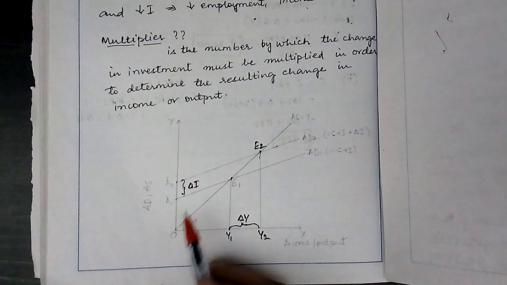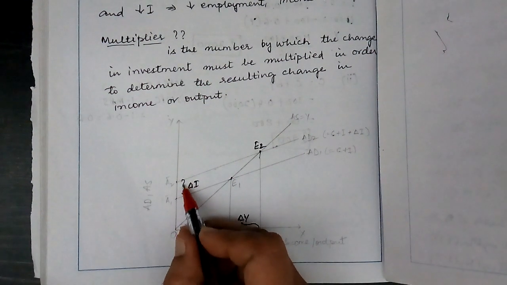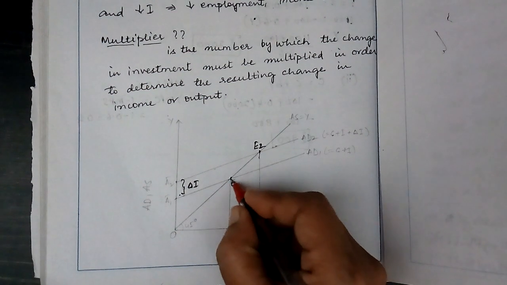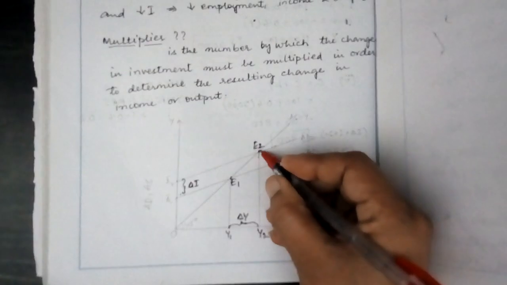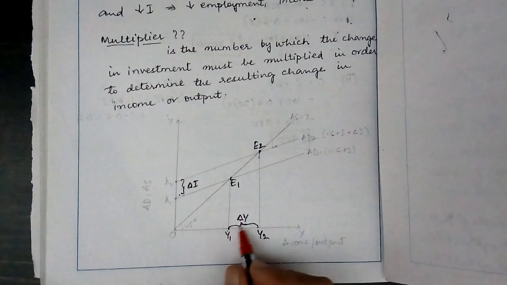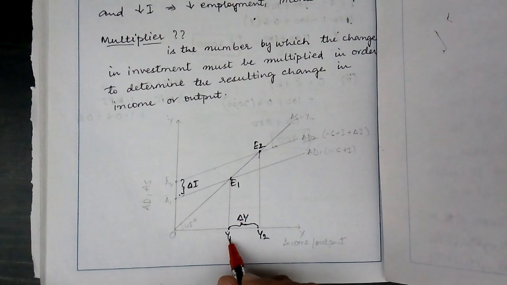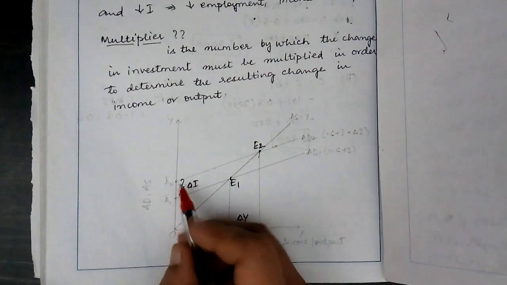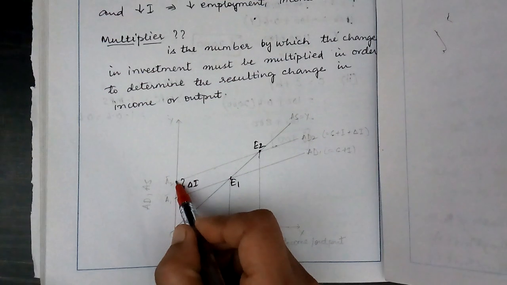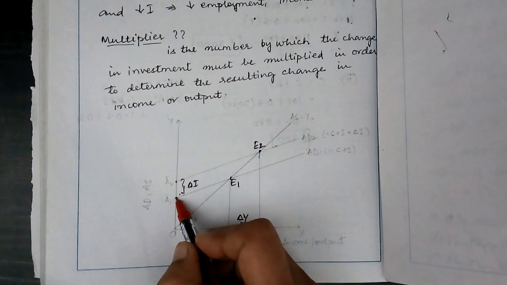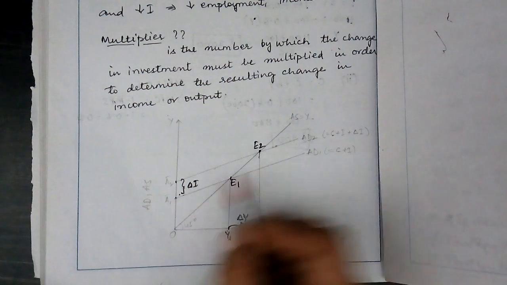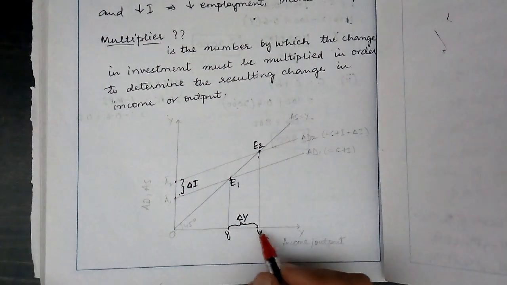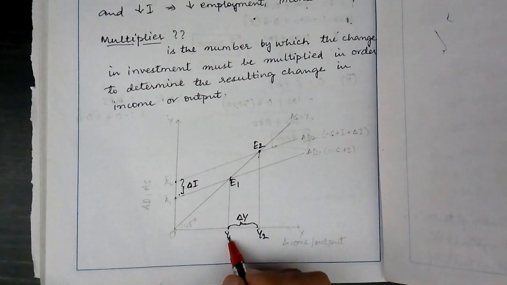Let's come back to the graph again. There is a change in investment which shifted the equilibrium from E1 to E2, and that is what shows a change in income from Y1 to Y2. Had the initial investment been here, a reduction in investment would bring down the equilibrium from E2 to E1, and hence the resulting income would reduce from Y2 to Y1.